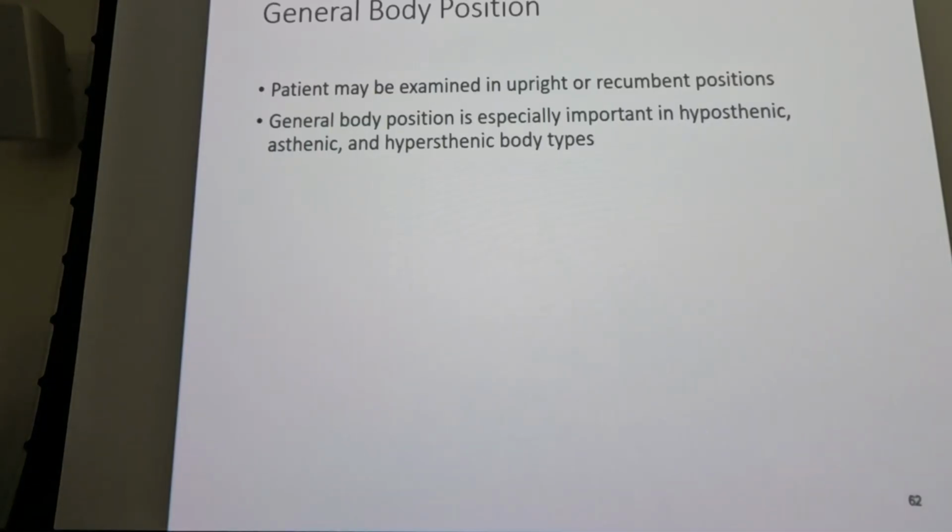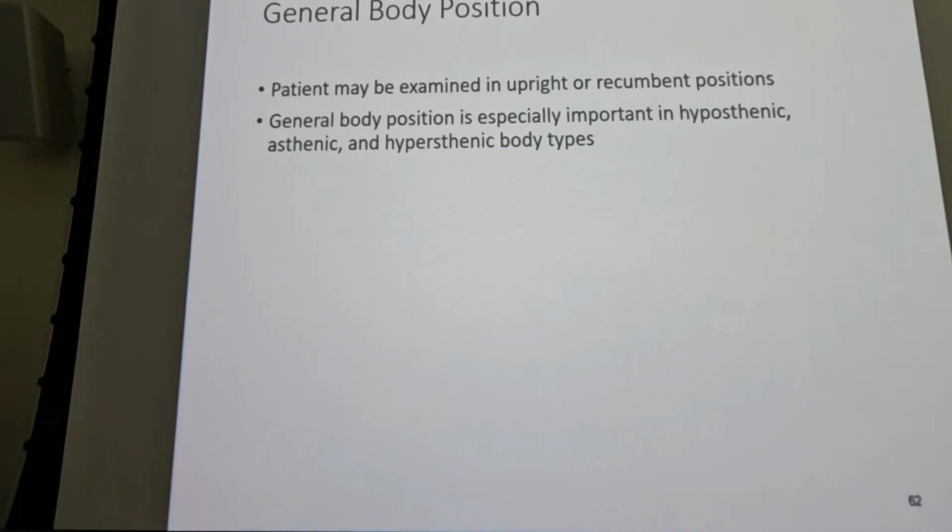If you have a patient who is asthenic and you're trying to do a lateral, then you may have to build the patient's chest up in order to get the interpupillary line perpendicular. If the patient's hypersthenic, you may have to build the head up a little bit in order to do the same thing.